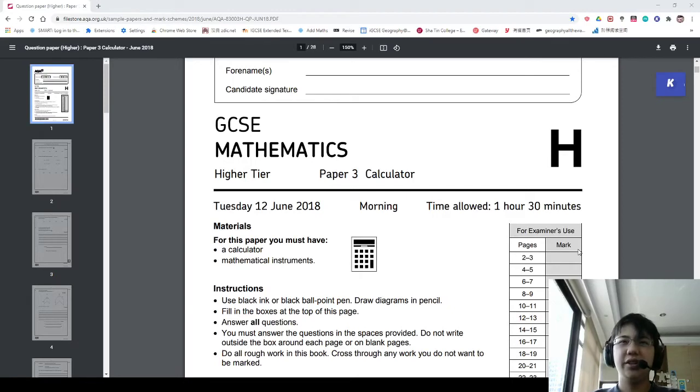Good afternoon, everybody. Today we'll be covering the AQA GCSE Higher Maths June 2018 paper. This is a calculator paper and the time allowed is 1 hour and 13 minutes. Let us begin, shall we?